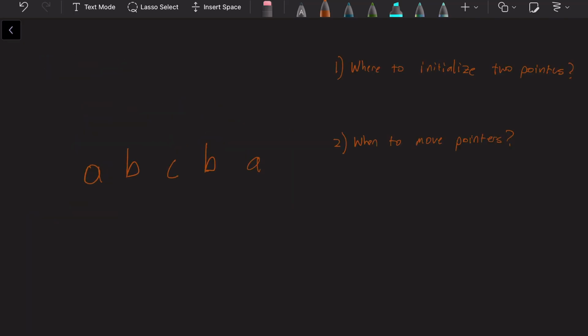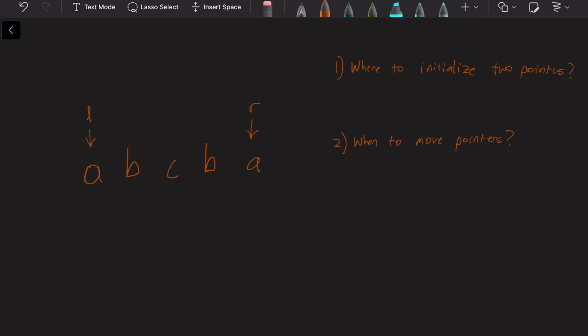Referring back to the two things we need to think through whenever using 2 pointers, where should we initialize the 2 pointers? Let's think about what we're trying to validate. We want to validate if this is a palindrome, and the only condition it has to meet is that it reads the same forwards and backwards. What does that mean for us? It means that the first character reading frontwards and the first character reading backwards should be the same. So the characters at the left and right pointer should be the same.